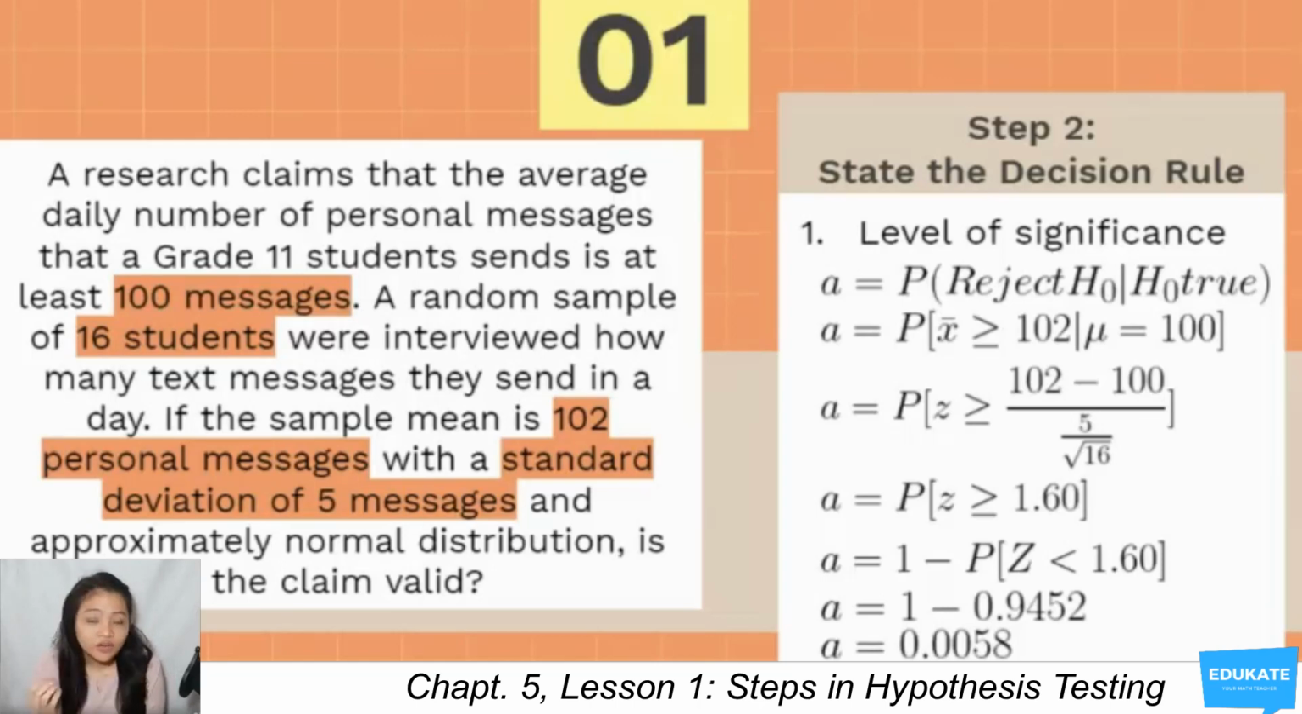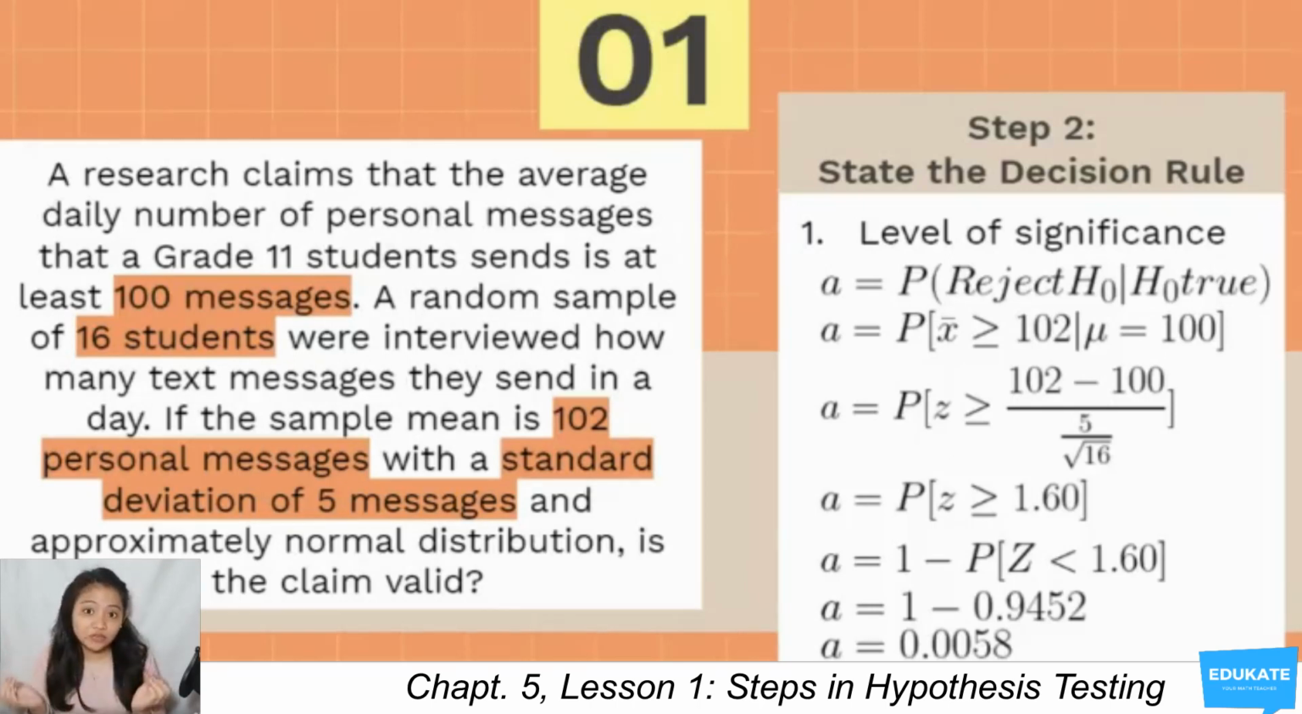All over the fraction standard deviation divided by square root of sample size. So after computing for the z value using the formula, we now have 102 minus 100 all over the fraction 5 over square root of 16. Because your sample mean is 102, your population mean hypothetically is 100, you have your standard deviation of 5 and a sample size of 16.